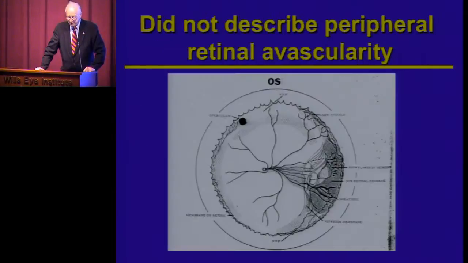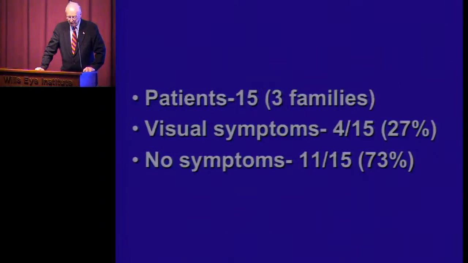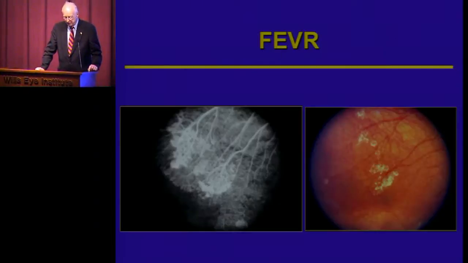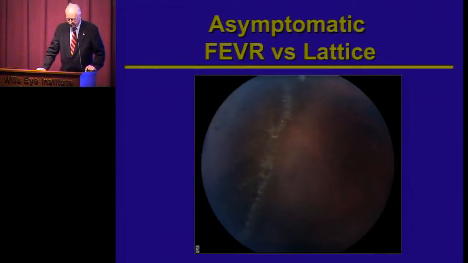The FEVR we talked about. This points out that 73% of patients have no symptoms. The other thing that I didn't mention, and should have, is the temporal displacement of the macula that occurs with this disease. When you see that, you can't tell it from ROP. If I just showed you the dragging, you'd think it was the same disease. And here is avascular retina in FEVR with neovascularization. You can see it here. They're not exudates, they're neovascular tufts.